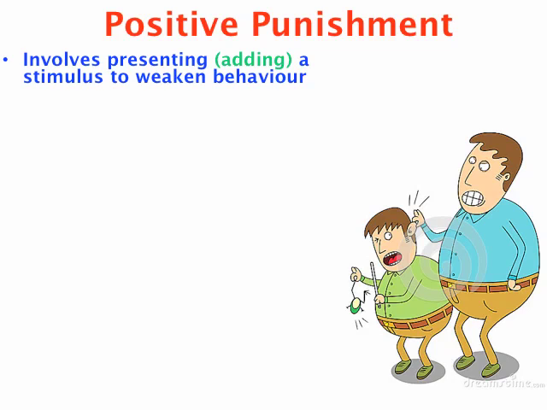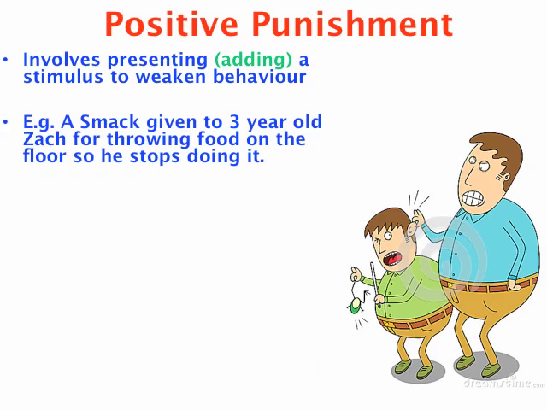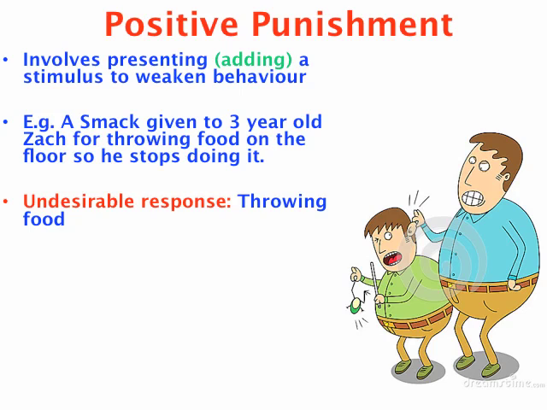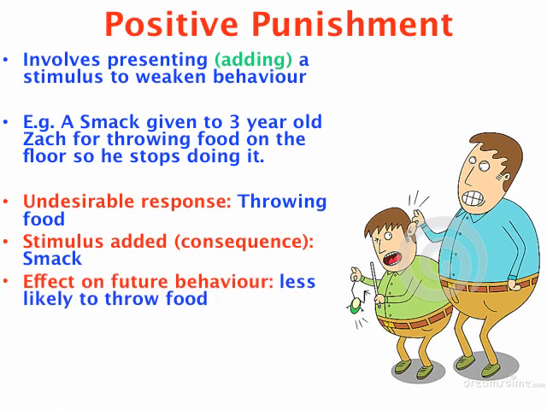Now, positive punishment is where we add something. We give a stimulus in order to reduce that target behaviour. So let's go through an example. Let's say we give a smack to a child for throwing food so that they stop doing it. The behaviour that we're targeting here is obviously throwing food. What we add is the smack. That's the consequence of throwing the food. And the goal here is to reduce the likelihood that that child will throw food again in the future.